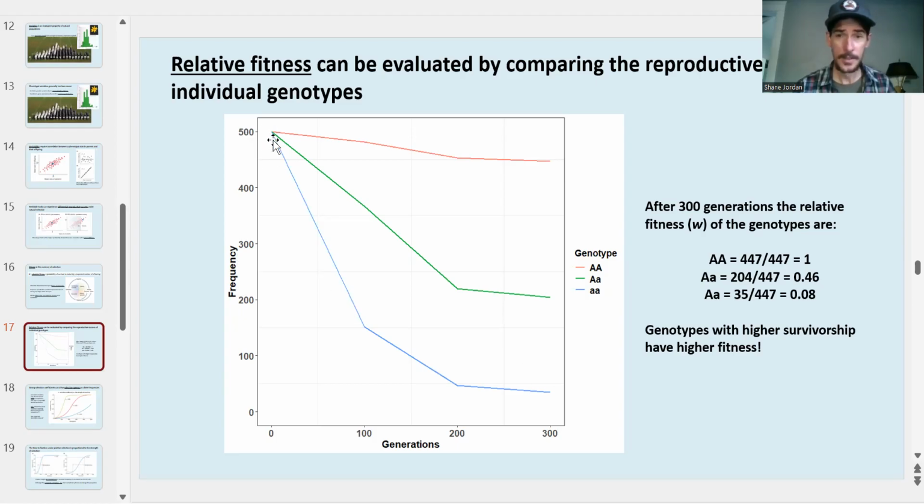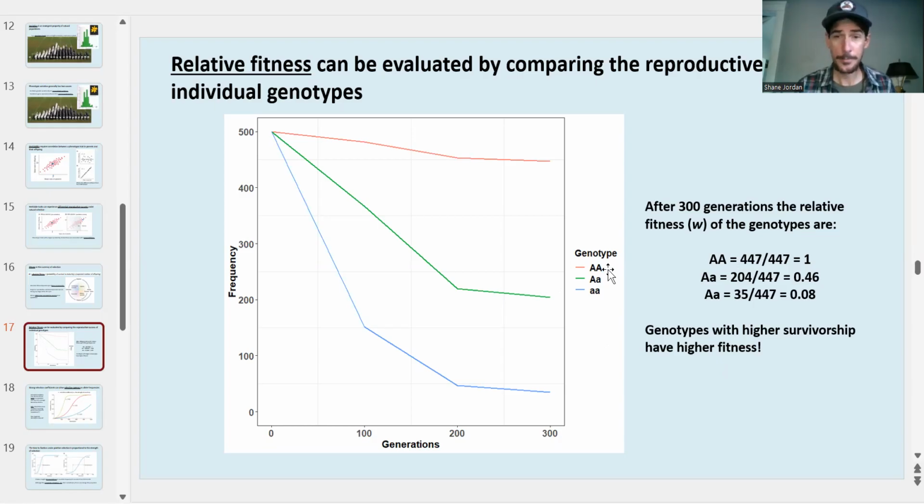And so initially, all of these genotypes have a frequency of 500 individuals, but we can see as the generations progress, these genotypes are not reproducing at an equal rate. And as it turns out, it looks like big A big A is having the highest reproductive success, big A little a slightly less reproductive success, and little a little a significantly less reproductive success. And we can measure this thing called relative fitness, which is represented by the little w letter. We can measure the relative fitness of these genotypes by simply dividing the frequency of each one at the final point in time by the one that has the highest frequency.